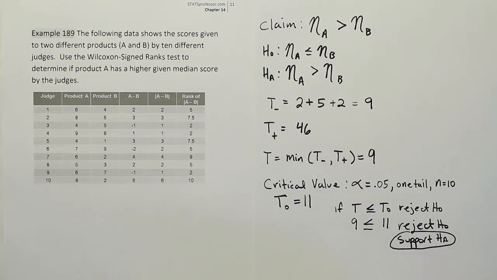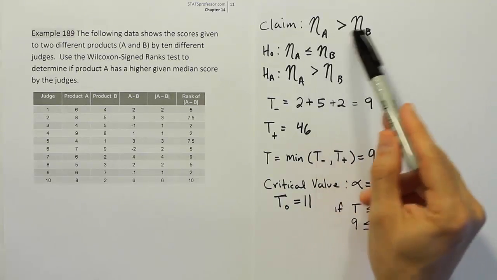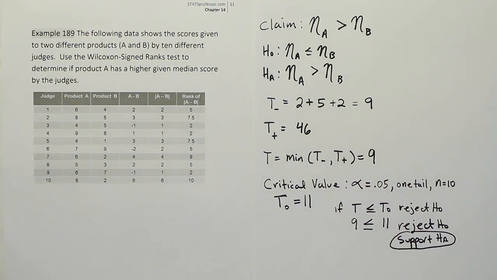So we were able to reject it. We support the HA. That means we support the claim, basically. And so we are saying that product A seems to have a higher ranking from the judges than product B.